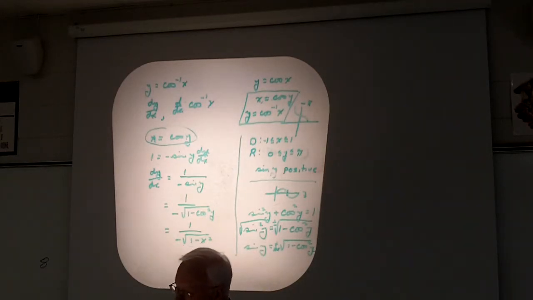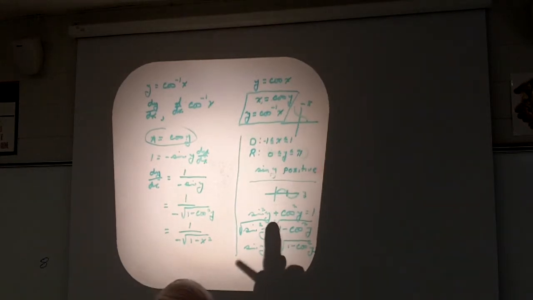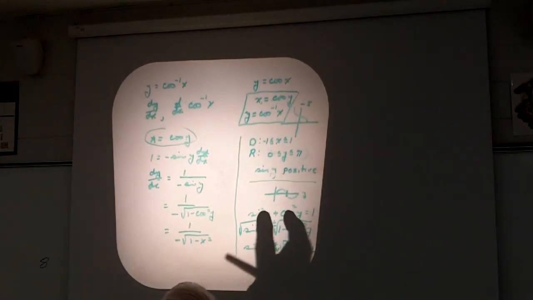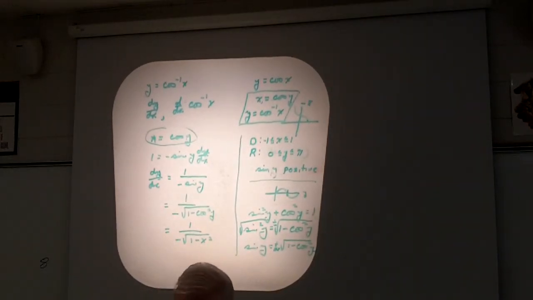Yes? Could you, from the sine squared y plus cosine squared y here, can you just kind of give a little summary of what you're doing? From here and here down? Yeah, why are you doing what? Okay.